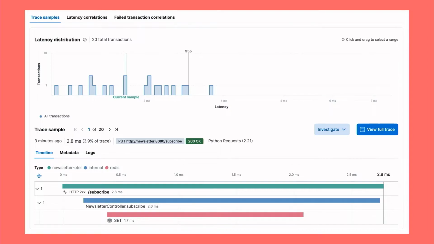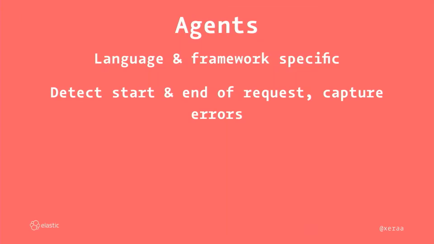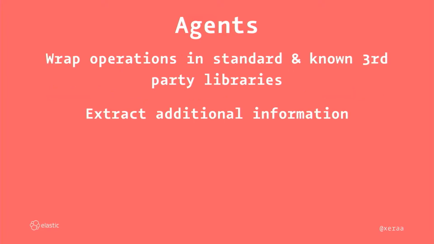You want to see what is being called, where do you spend your time, and to debug if something goes wrong or something is slow. And to do that, you need language-specific agents to instrument your applications. They detect when did the request start and end, and where did it error, and where did it spend its time overall. The agents are generally where the meat is, or where the smart thing is.